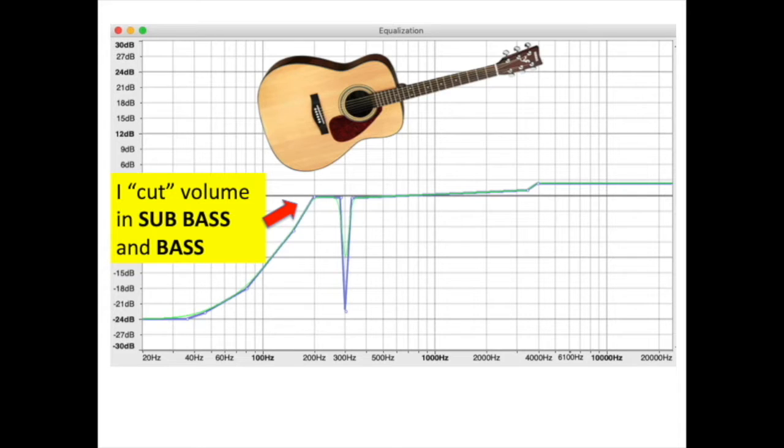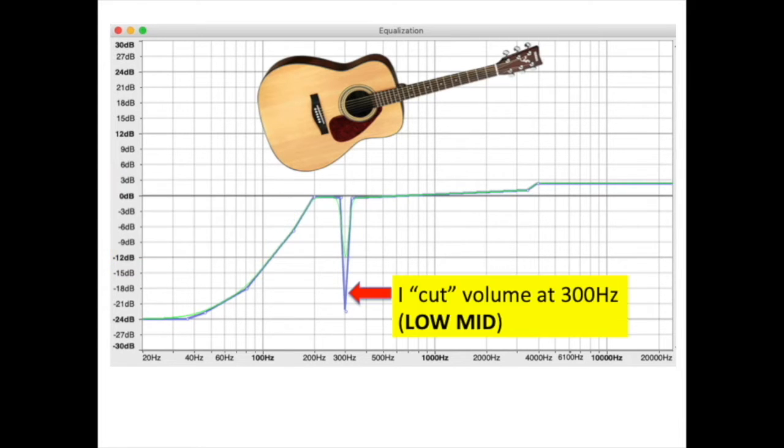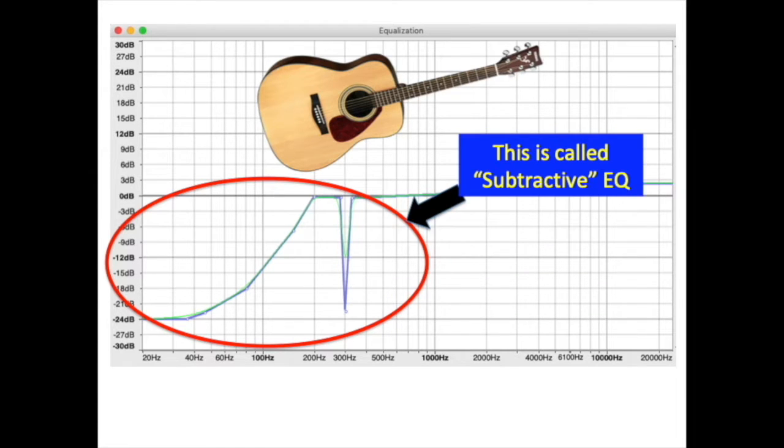Now, the first thing I did was to make a cut at the low end of the spectrum, and this was a cut in the sub-bass and bass ranges. The next cut I made was to reduce the volume right on 300 hertz. 300 hertz is a frequency in the low mid-range. Now there's a term for when you're cutting the volumes. In the audio field, this is called doing subtractive EQ. Now, often folks do subtractive EQ before they start boosting volumes. And like most things in the audio field, this is not a hard and fast rule. But I think it's safe to say that it's a common practice.